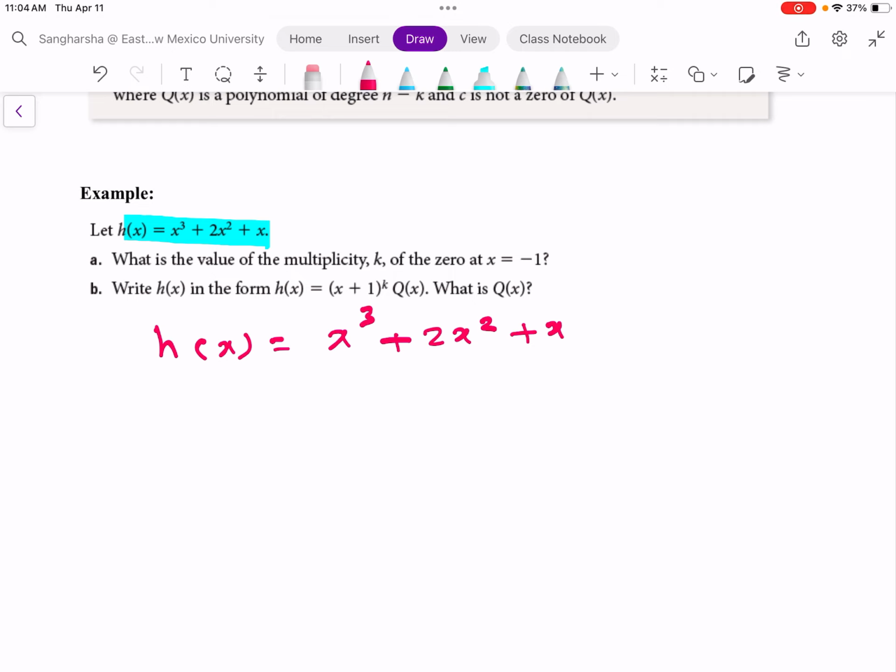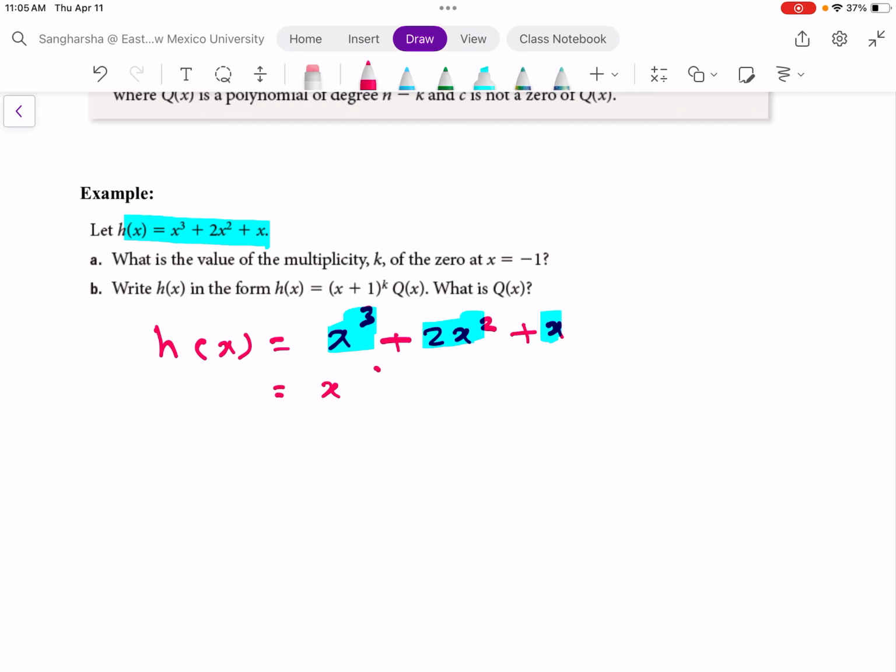Now, our function is h of x. At first, is our function in factor form? No, we don't have a function in factor form. To find the multiplicity, we need the function in factor form, so let's factorize this function. The very first step of factorization is we look for the common factor in each term. In these three terms, what is the common factor? x, right? So let's factor out x.